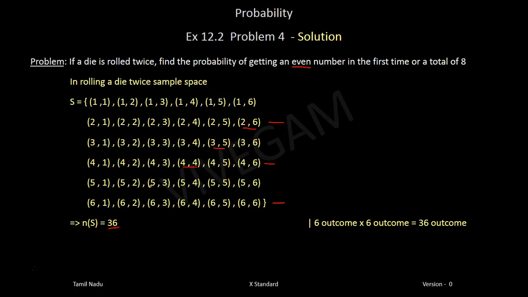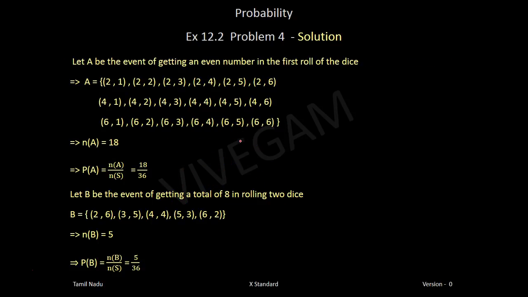Now again come here, 5, 3. 5 plus 3 is 8. This is favorable. Then 6, 2. 6 plus 2 is 8. So 1, 2, 3, 4, 5 outcomes are favorable. So these are the 5 outcomes. N of B is 5. So the probability of B is N of B divided by N of S, that is 5 by 36.